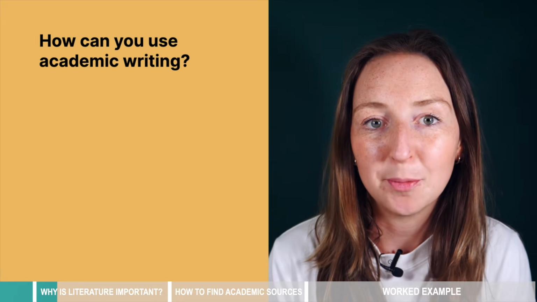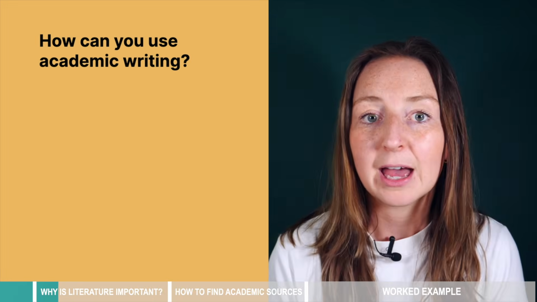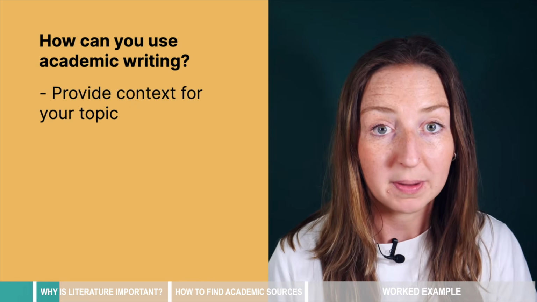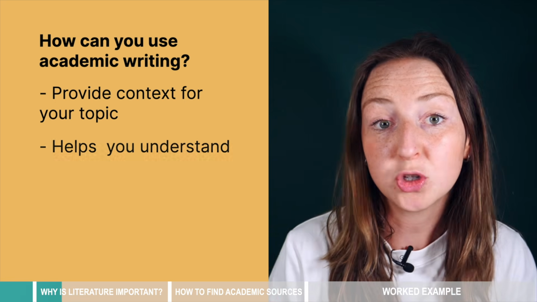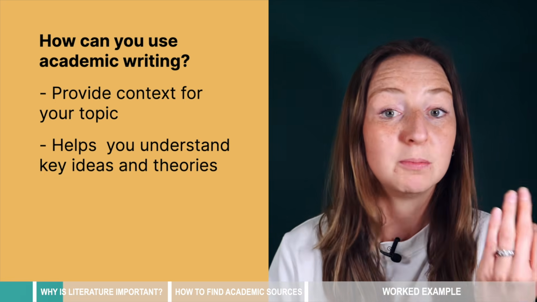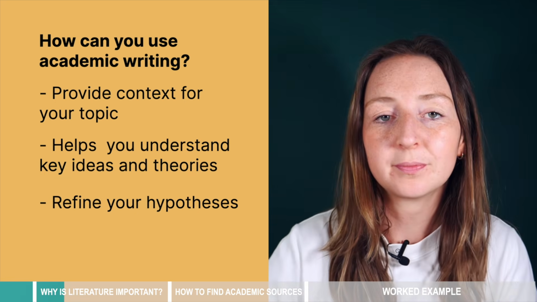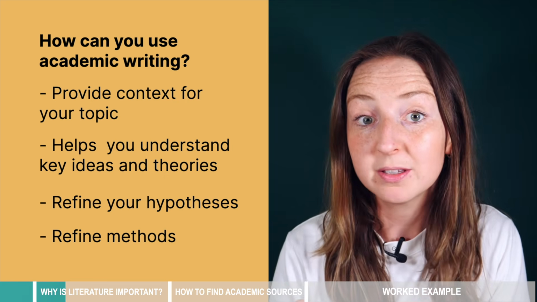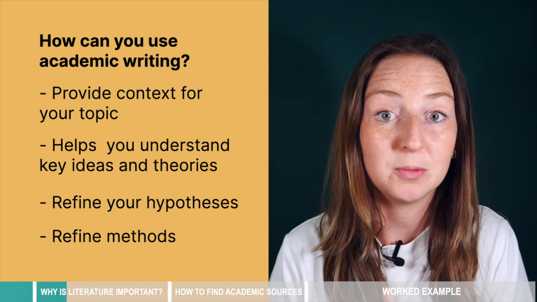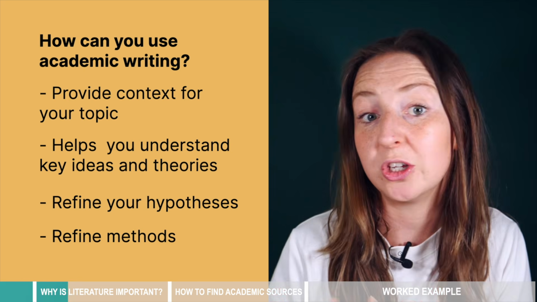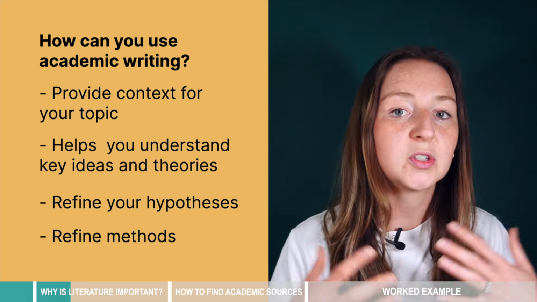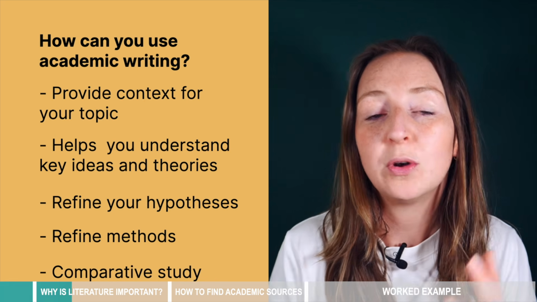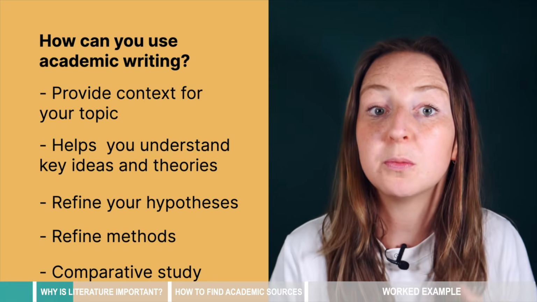Academic writing can help you in the following ways. It helps you to provide context for your topic, to explain why your topic is important. It can help you understand what other geographers have discovered. It can help you refine your hypotheses. It can help you refine your methods and what you might want to investigate, because you might have read about someone researching using a certain type of method or interview. And it can also help you within your analysis when you're comparing your results to it, often with a comparative study.